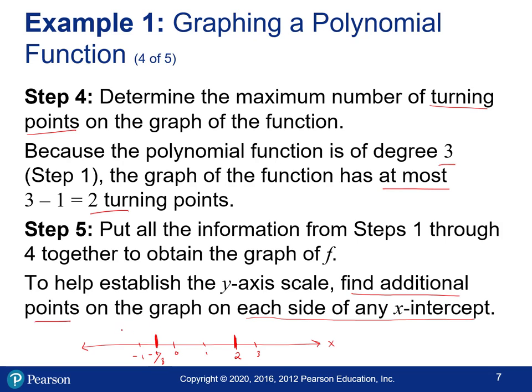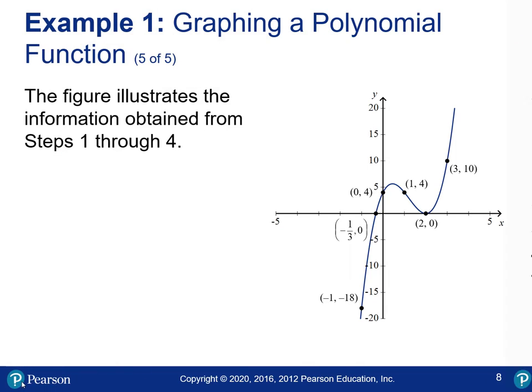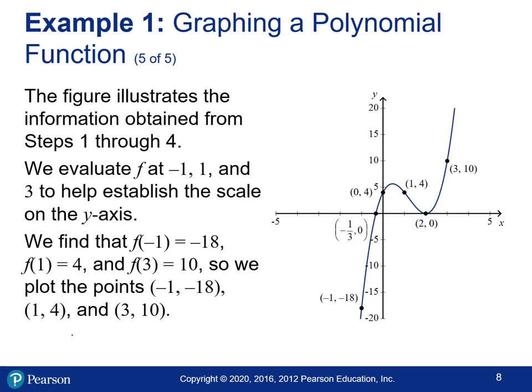So you want to pick some number over here. I'll call these neighborhoods. Pick something in this neighborhood over here, we'll call it neighborhood 1. Something over here, neighborhood 2. And then something over here, neighborhood 3. You just want to pick some numbers around your x-intercepts, and that way you're going to get a really nice accurate graph when you plot your points. And here is what you would get from putting everything together.